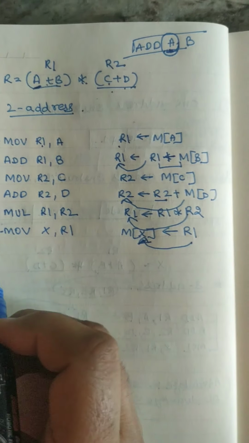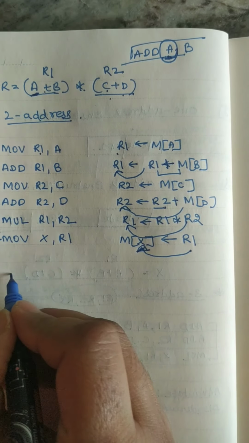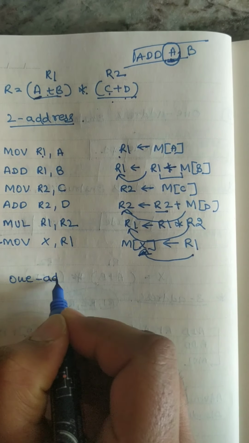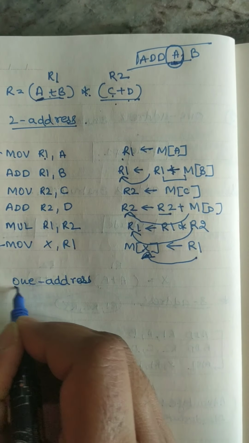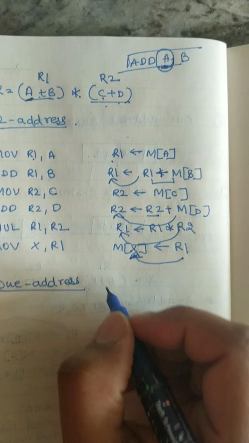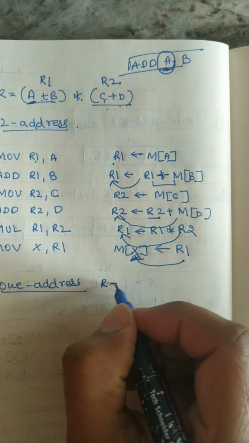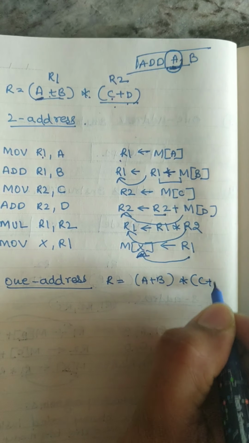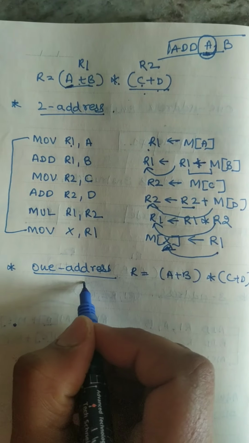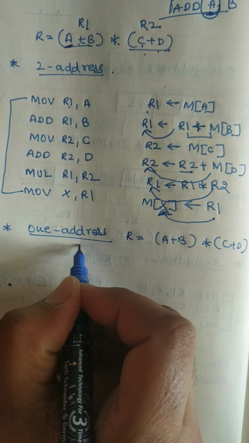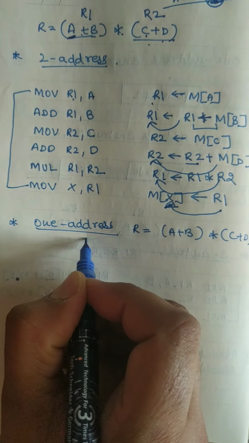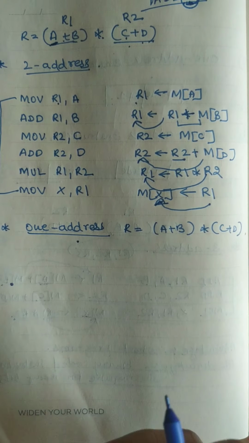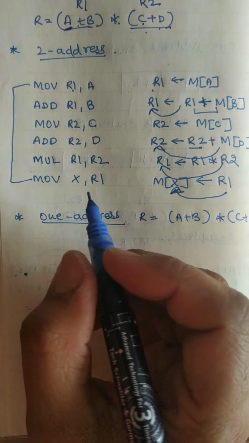Now the one address instruction for the same statement, that is R equals A plus B multiply C plus D. One address instructions are also known as accumulator organization, in which we use only one register, that is the accumulator register.